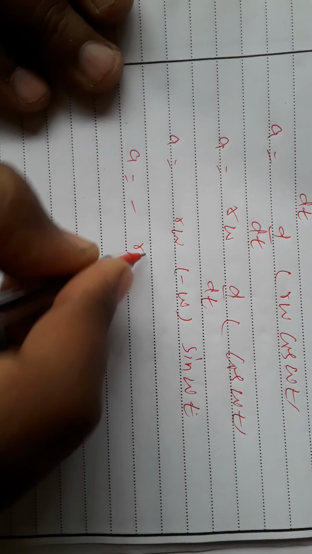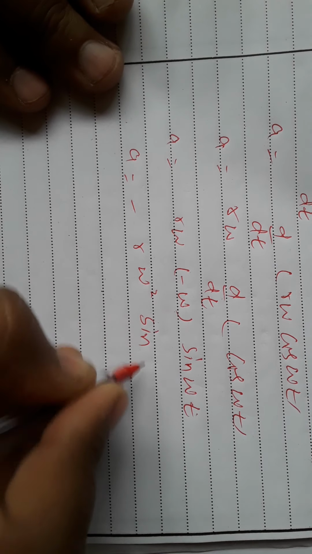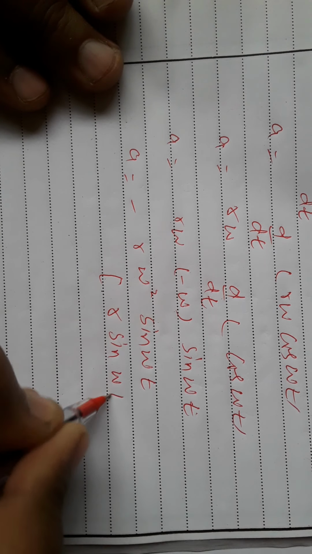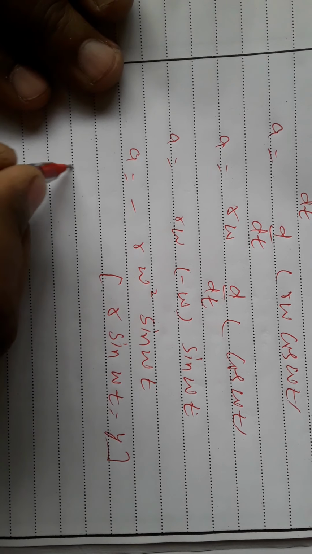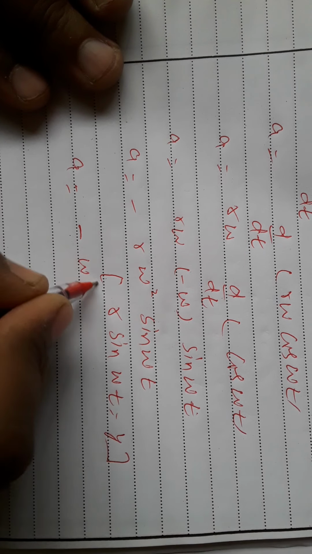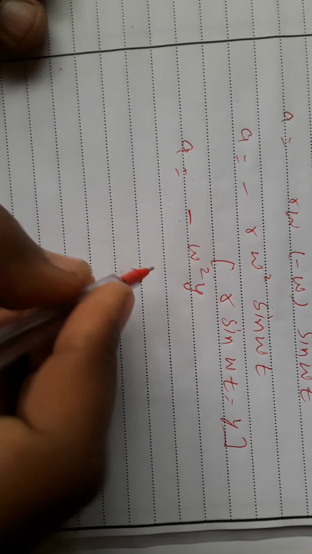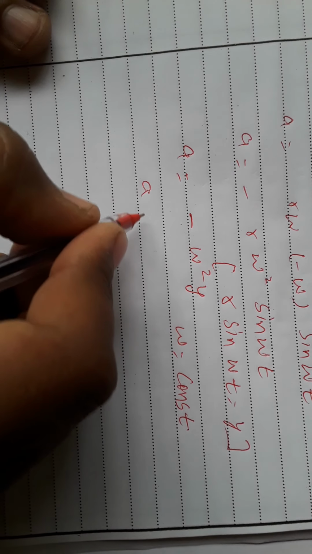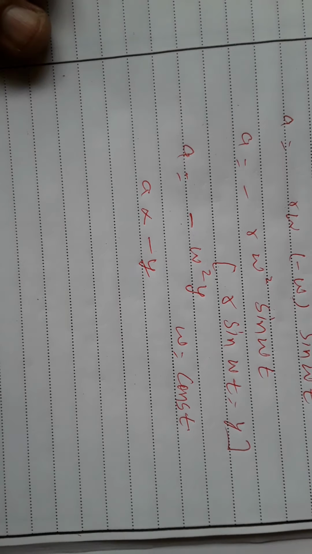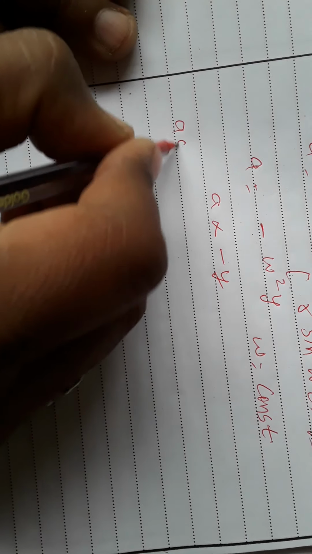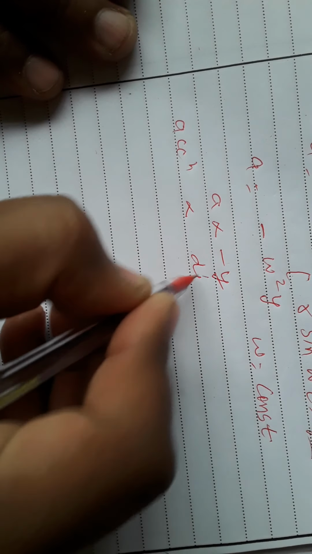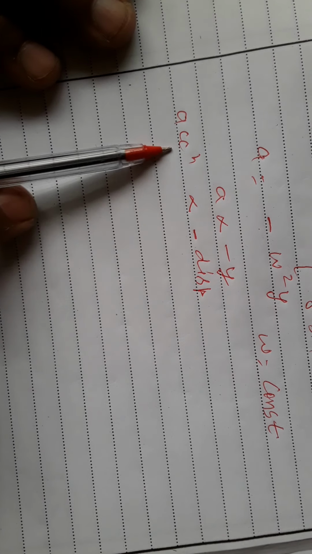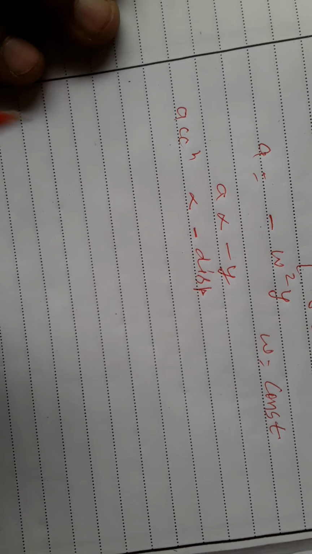A is equal to minus r omega square sin omega t. Now r sin omega t is equal to y. So a is equal to minus omega square into y. Angular velocity is constant, omega is constant. So we can say a is directly proportional to minus y. So we have proved that acceleration is directly proportional to the displacement, and there is a negative sign here. Direction of acceleration is opposite to the direction of the displacement.